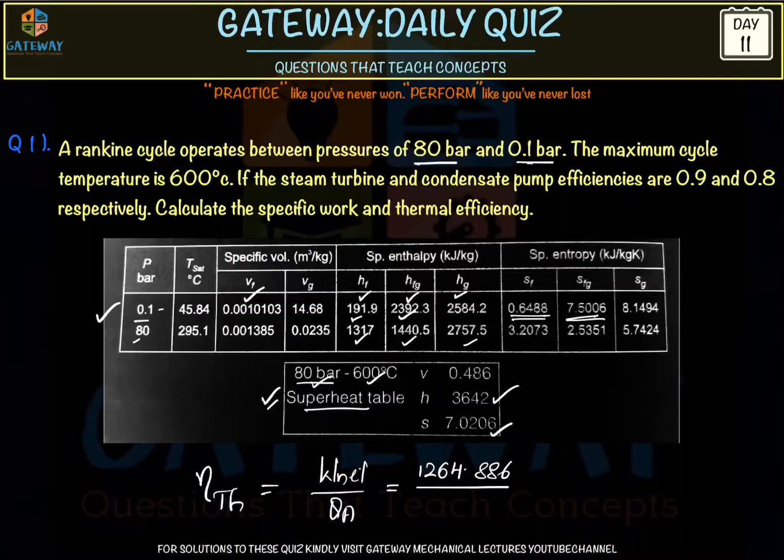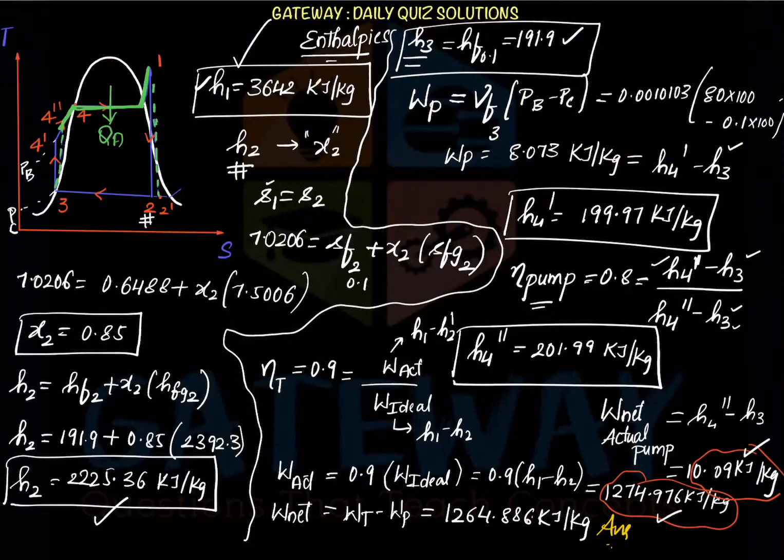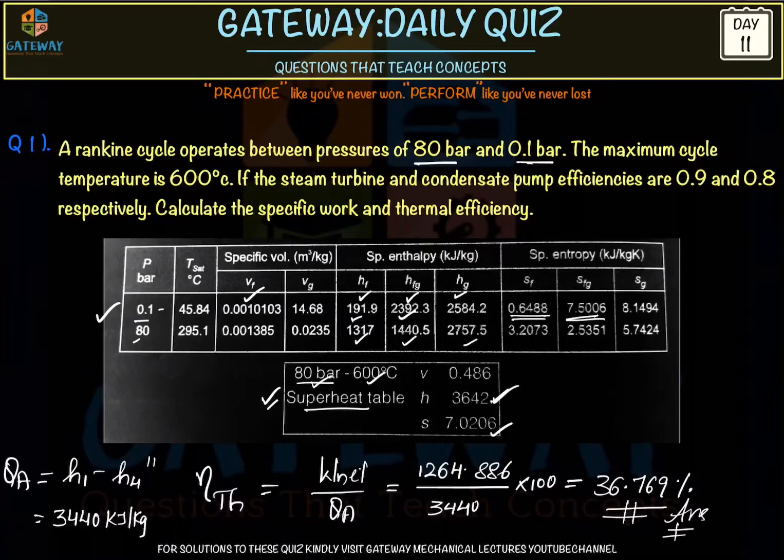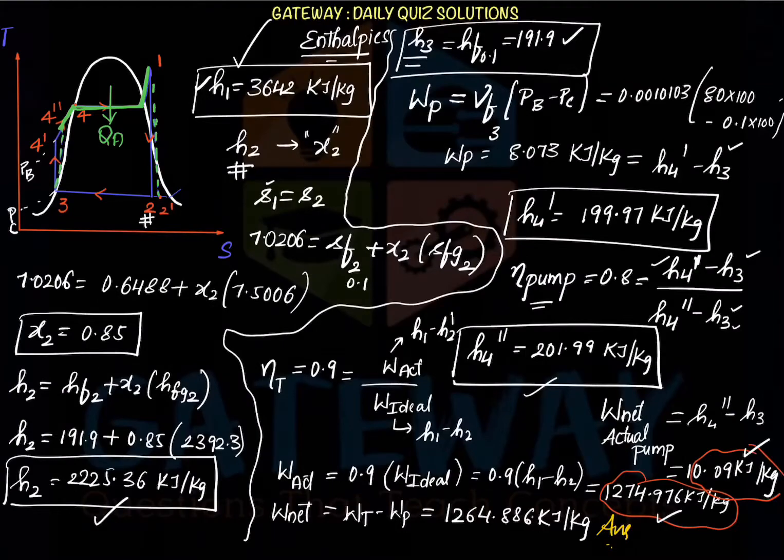So we need to calculate heat addition, and that is nothing but QA is equal to H1 minus H4 double dash. H1 was known in the question, 3462. H4 double dash was calculated in the question, 201.99, and that comes out to be 3440 kilojoule per kg after subtracting. So we'll write the value here, 3440, into efficiency, since it is asking percentage, we'll multiply by 100, and that comes out to be 36.769%. And this is our answer for the second part, and the first part, the basic work, also was calculated in the question. Now we are moving on to the next question.